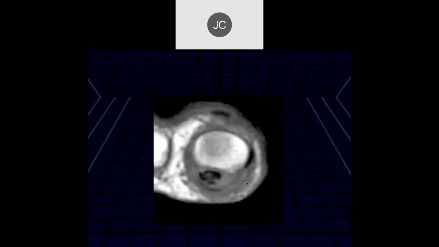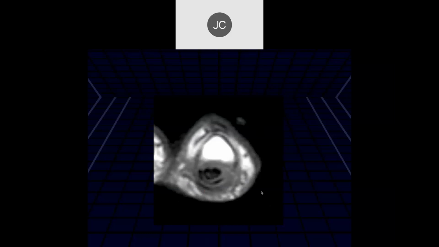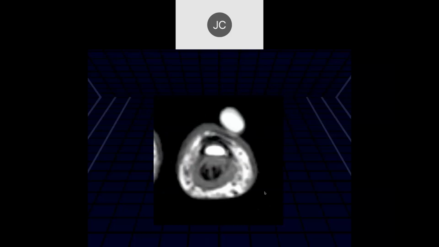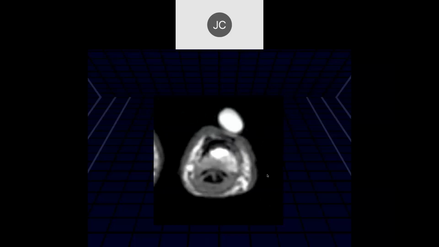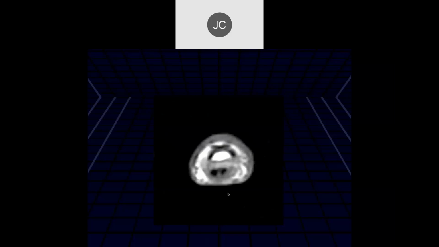If we go to the cross-sectional images, you can see increased signal intensity here in the profunda. And if we follow it, you can see that increased signal intensity all along the profunda. This is a split tear of the profunda with some tenosynovitis surrounding it due to the irritation of the tear. So that's a longitudinal profunda split tear.